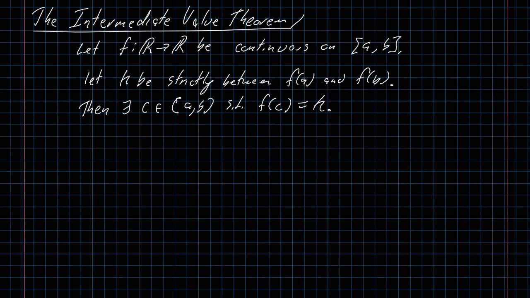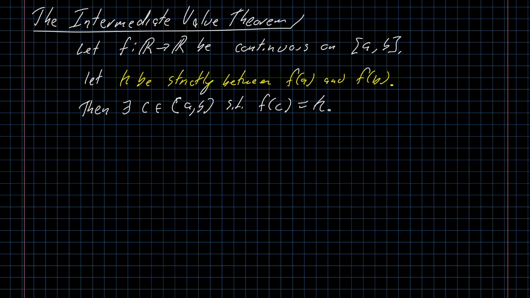The intermediate value theorem. If you thought Bolzano's theorem looked messy, this thing is a nightmare. Let f, mapping from the real numbers to the real numbers, be a function which is continuous on the closed interval from a to b, and let k be somewhere strictly between f of a and f of b. Then there must be some value c in the open interval from a to b such that f of c is equal to k. The statement of this theorem looks quite a bit messier, although the proof is going to be quite a bit easier.